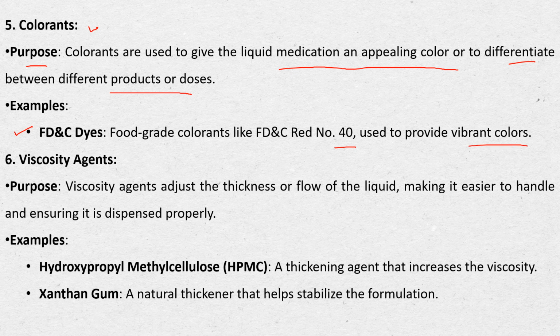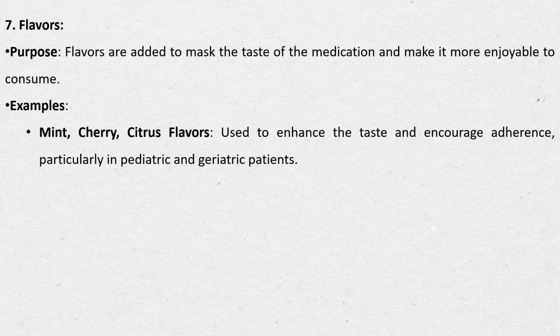Next is viscosity agents. So what is the purpose of viscosity agents? They adjust the thickness or flow of the liquid, making it easier to handle and ensuring it is dispensed properly. So what is the example? Hydroxypropyl methyl cellulose, HPMC, a thickening agent that increases the viscosity, and xanthan gum, a natural thickener that helps stabilize the formulation.